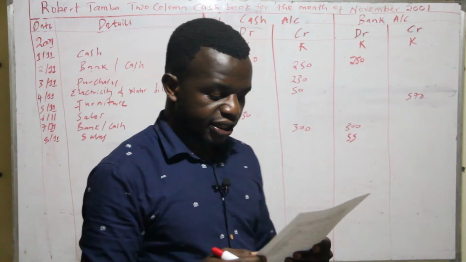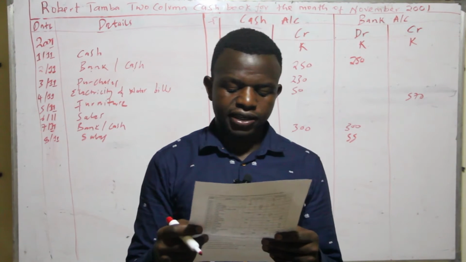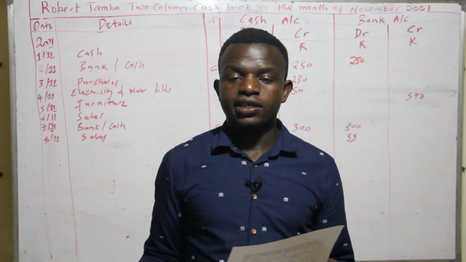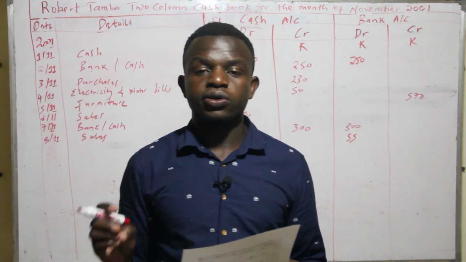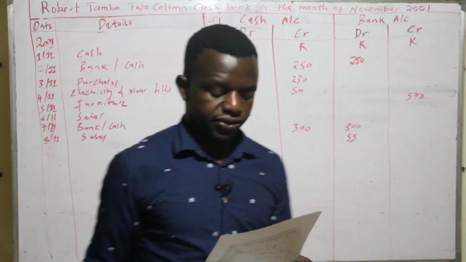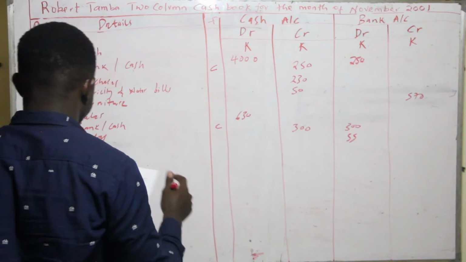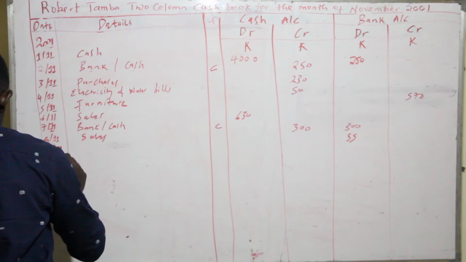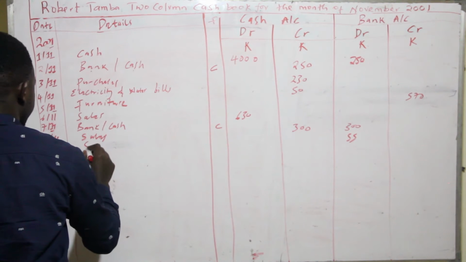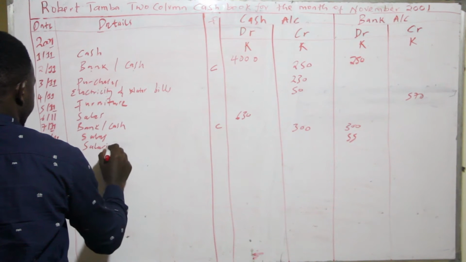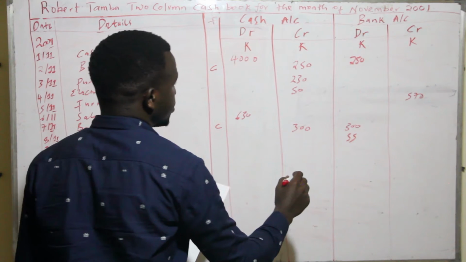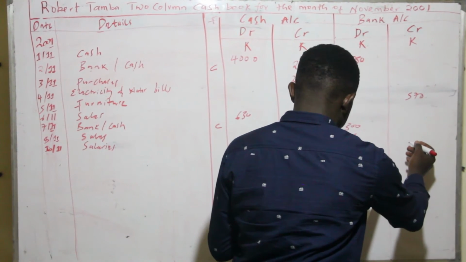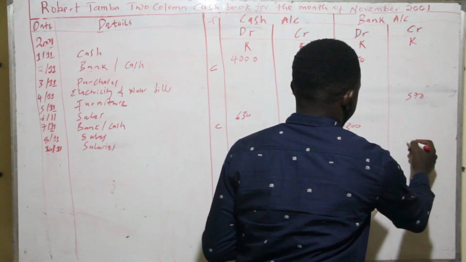Then on the 10th of November, paid salaries by check amounting to 77 kwacha. And this type of transaction is taking money out of the business, so which means we're going to credit the bank account. So in our details, we'll say salaries, and we're going to credit our bank account.